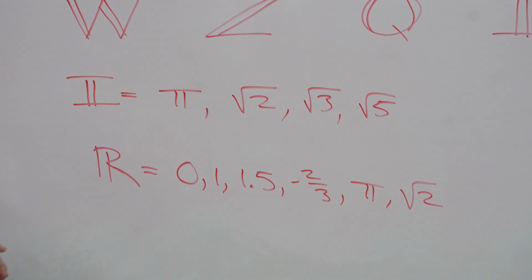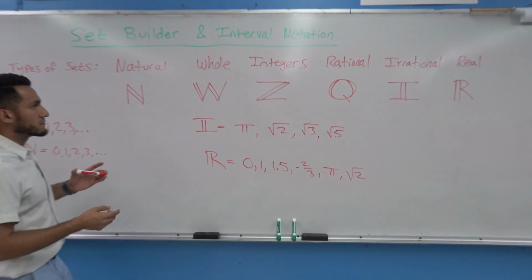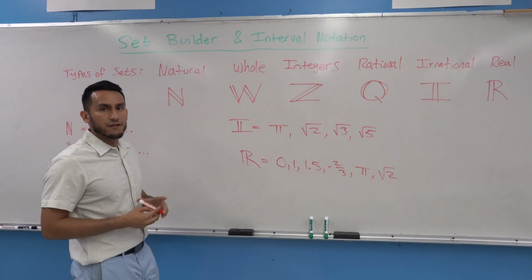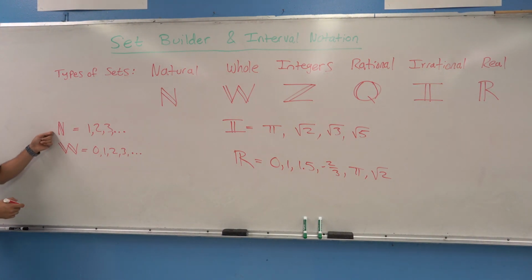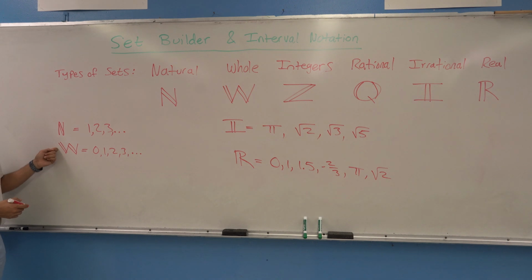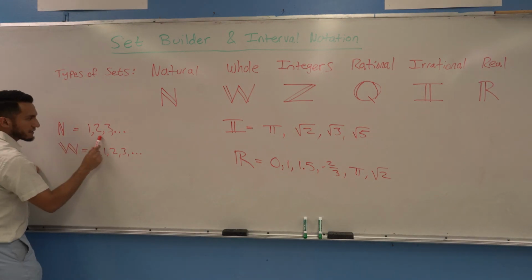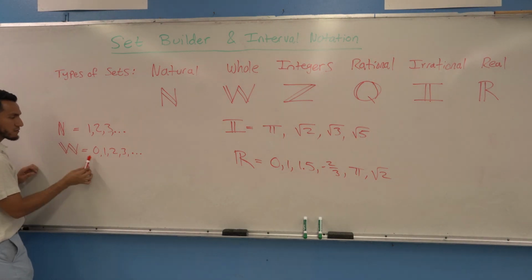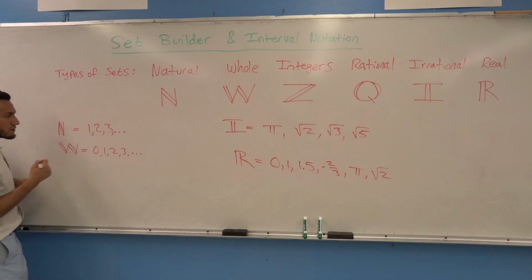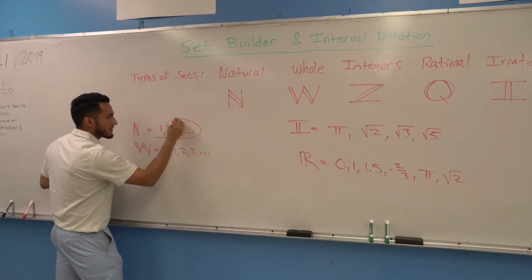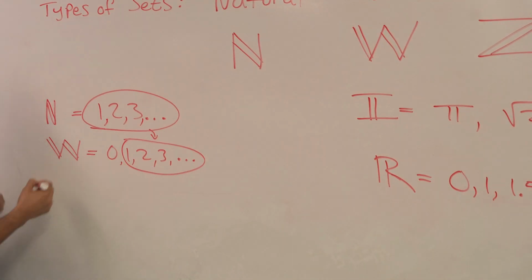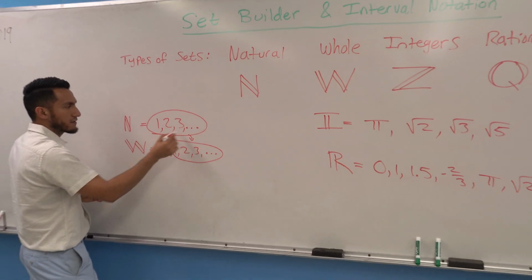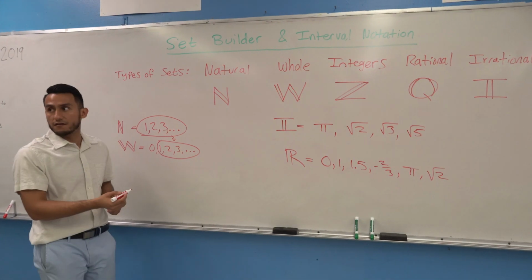Okay, so now we're going to go ahead and talk about going back into the previous video's notes about sets and subsets. If you look over here, the set of the natural numbers and the set of the whole numbers, they look exactly the same except that the whole numbers has the number 0. So you can say that the set of the natural numbers is a subset of the whole numbers because all the elements in the set of the natural numbers can be found in the set of the whole numbers.